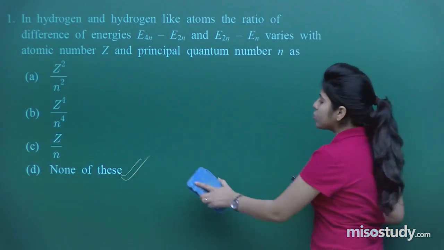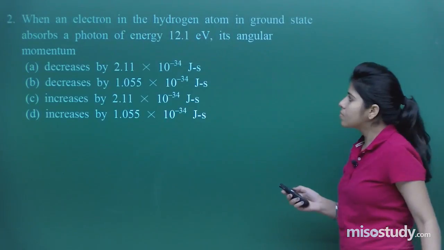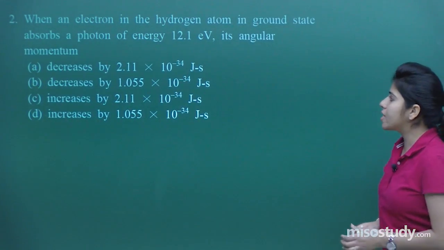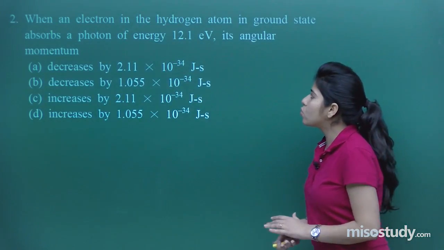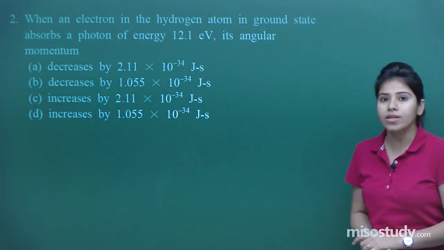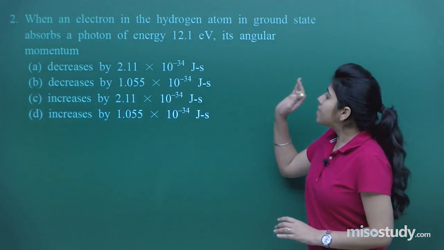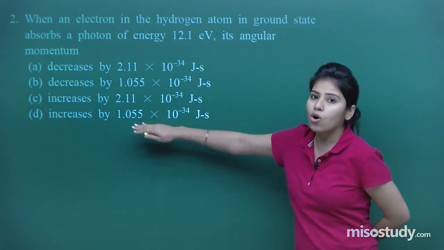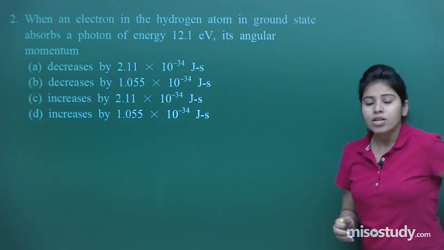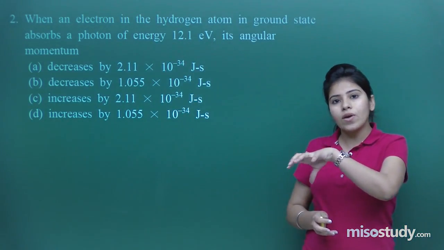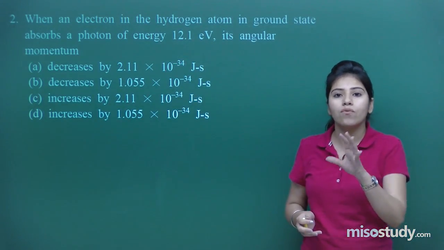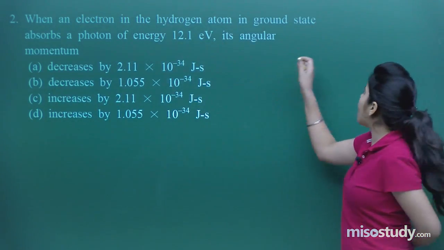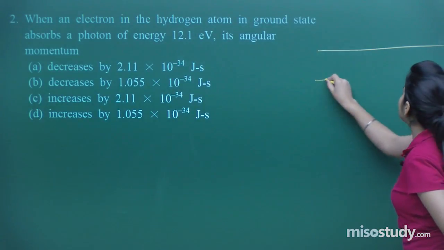So question number 2 says, when an electron in the hydrogen atom in ground state absorbs a photon of energy 12.1 electron volt, its angular momentum will be what? Whether it will decrease or increase. So let me tell you once again, we will be taking a recap of what we have covered in the chapter.